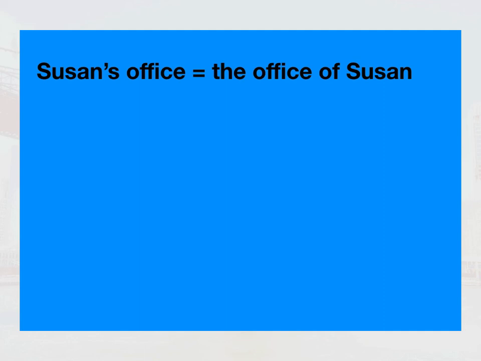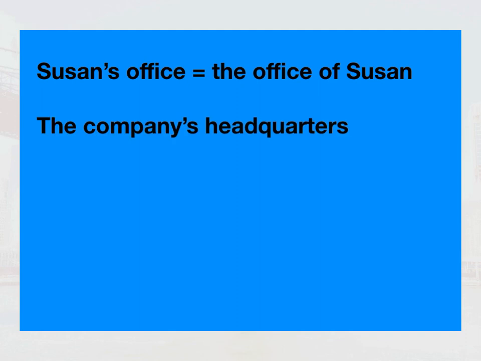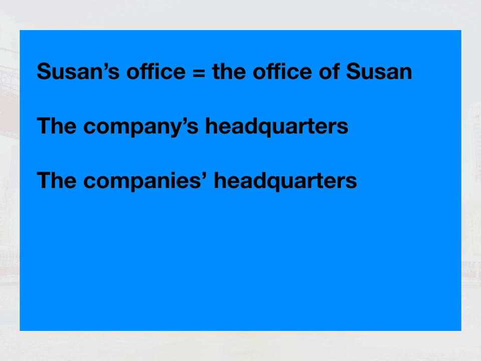When we look at using this, we have the company's headquarters. This is one company. Otherwise, the companies' headquarters. So this is when you have a plural subject, more than one company. You're going to put the apostrophe after the S rather than before the S.